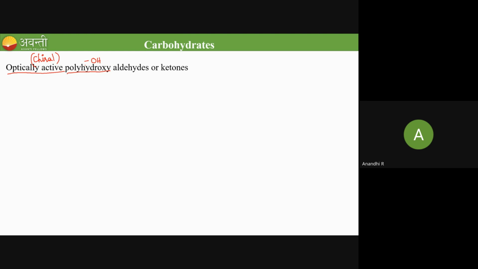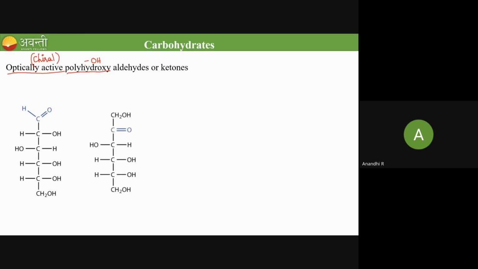So carbohydrates are optically active polyhydroxyaldehydes or ketones. Got it? Here you can see the structure of a carbohydrate. These two are carbohydrates. The first structure is glucose and the second structure is fructose actually. In both the structures, we have 6 carbons. But these 4 carbons are optically active carbons. Why? Because those 4 carbons are attached with 4 different atoms or groups.